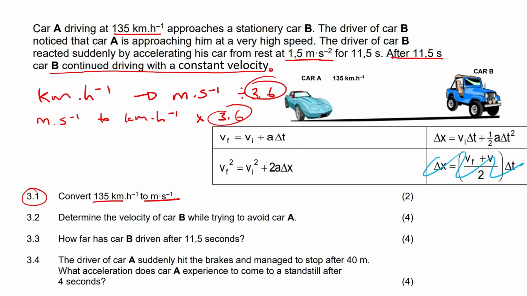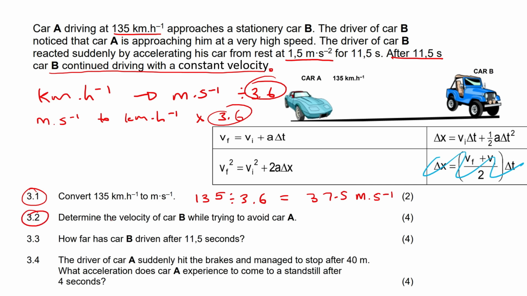Okay, so we are literally just going to say, we're going from kilometers per hour to meters per second, so we're going to say 135 divide by 3.6, and that'll give us 37.5, and now that is in meters per second.